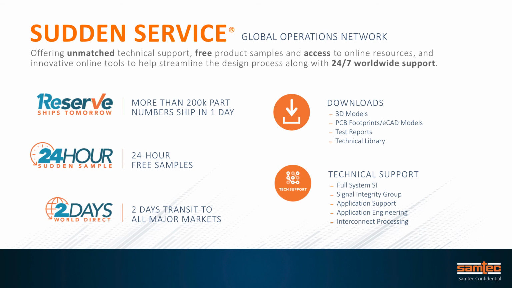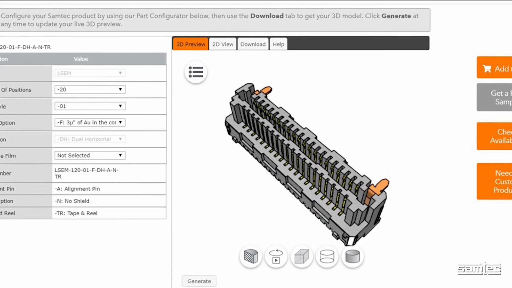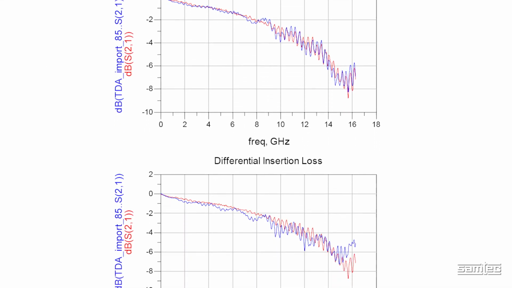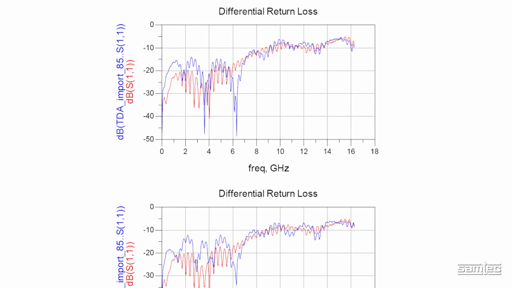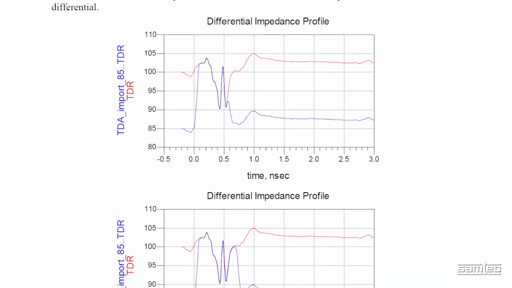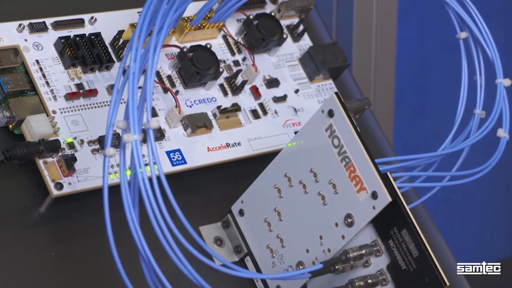Samtec is known for its sudden service, from 24-hour free samples to 2-day transit across all major markets, and now a new reserve where it ships tomorrow more than 200,000 part numbers next day. All of our content on the website is available through downloads of the 3D models, the footprints and ECAD models, test reports, and the technical library. Our technical support service centers will support you through full system signal integrity, application support, and processing and application engineering. All this can be found at samtec.com.